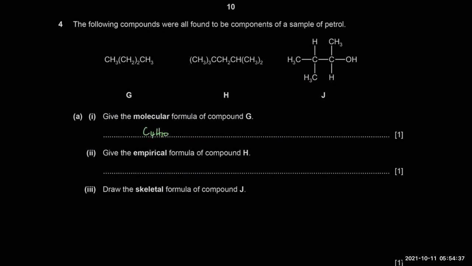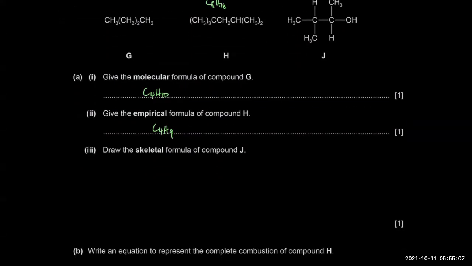Give the empirical formula of compound H. Now compound H, again you have an alkane. And how many carbons do I have? 1, 2, 3, 4, 5, 6, 7, 8. So I have eight carbons, right? And I have 18 hydrogens, if you count. So what's the empirical formula? It's C4H9. The molecular is C8H18. The empirical is C4H9. Draw the skeletal formula of compound J.